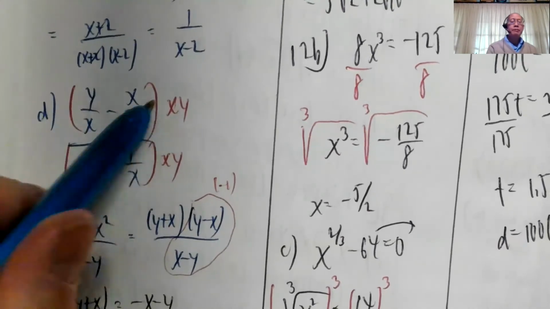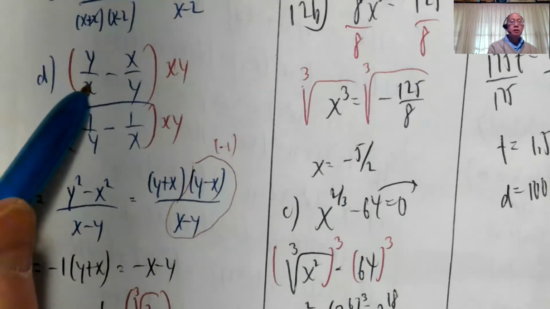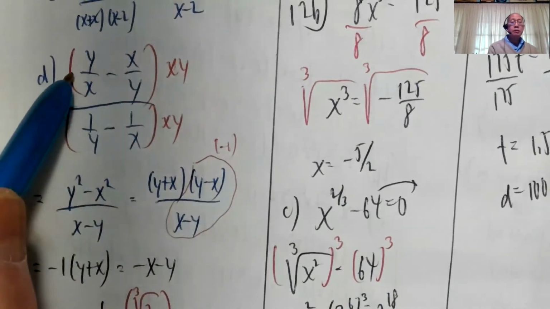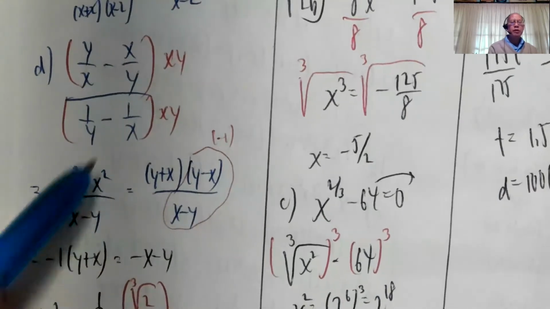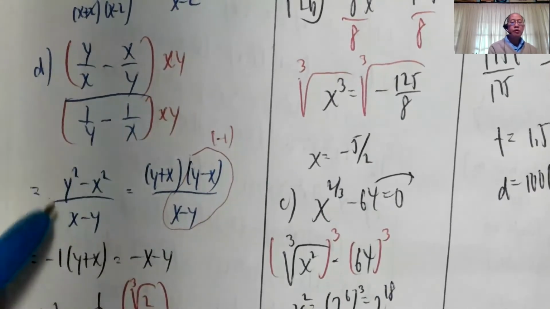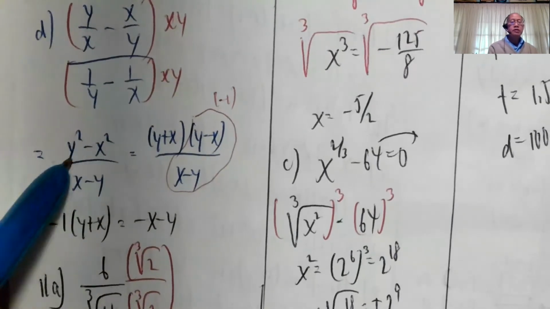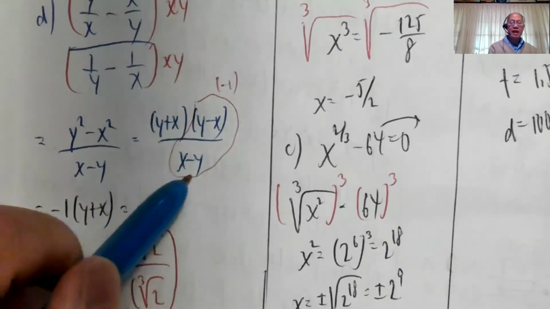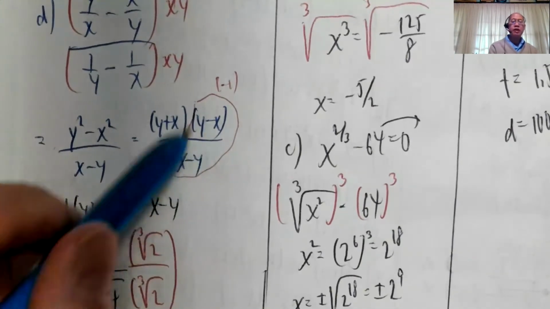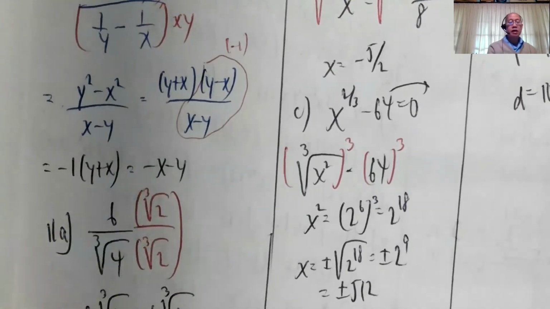This one, multiply top and bottom by xy, the common denominator. So that will give me that times that, x cancels out. You have y squared minus, here y cancels out, x squared over xy times 1 over y is x, minus 1 over x times xy is y. This factors into y plus x, y minus x. And then this cancels into a negative 1. Y minus x divided by x minus y is negative 1. So I have negative 1 times y minus x, which is negative x minus y.